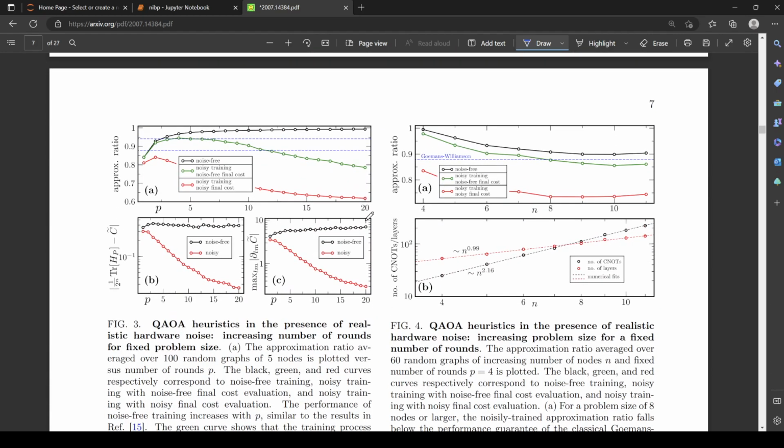And now we can see the results that we're going to be looking at in the code. And this is for QAOA. You can see that they consider three different scenarios. One is, of course, noise-free, which is the traditional simulation we're used to. One is noisy training with a noise-free final evaluation of the cost. And then one is noisy training and noisy final evaluation.